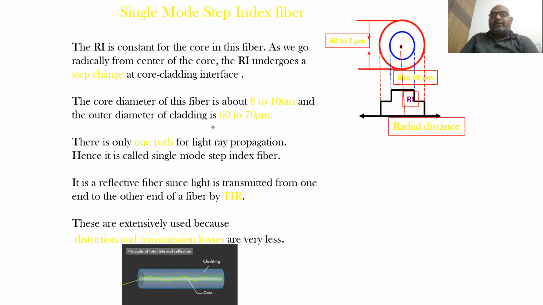So the refractive index profile is as shown in the figure. The core diameter is 8 to 10 mm, and the cladding diameter is 60 to 70 mm, with the radial distance from the optical fiber axis, and the core and cladding diameters as shown in the diagram.